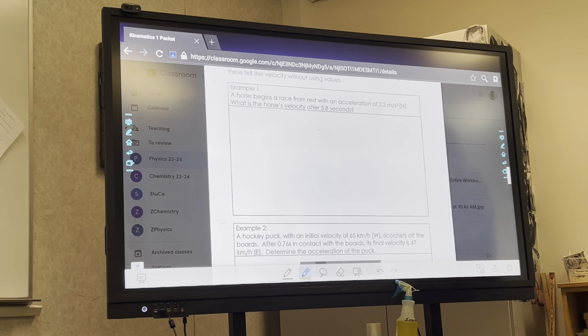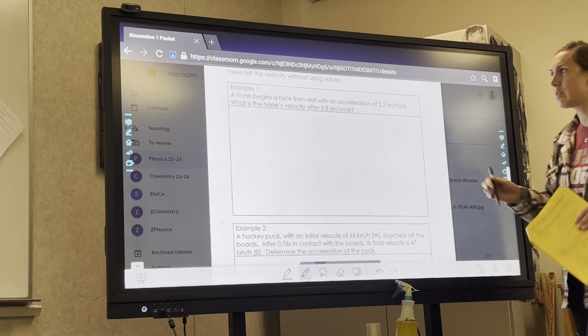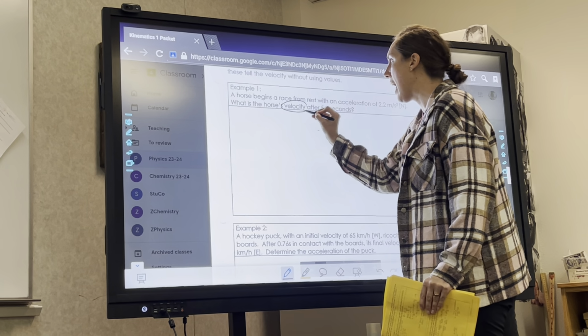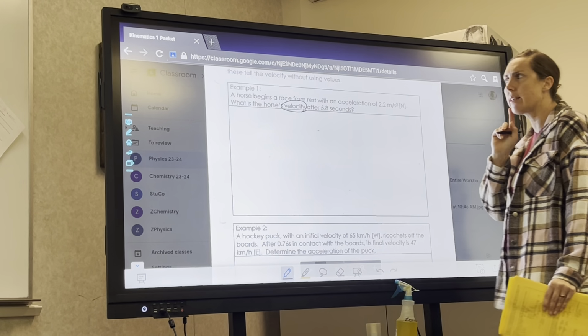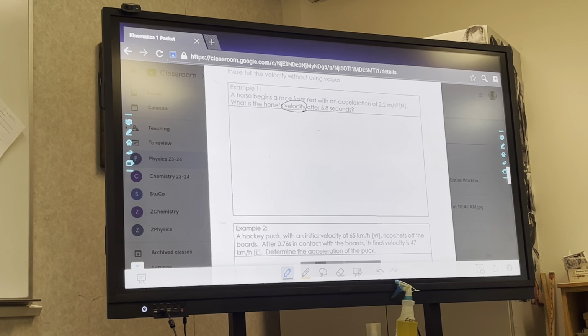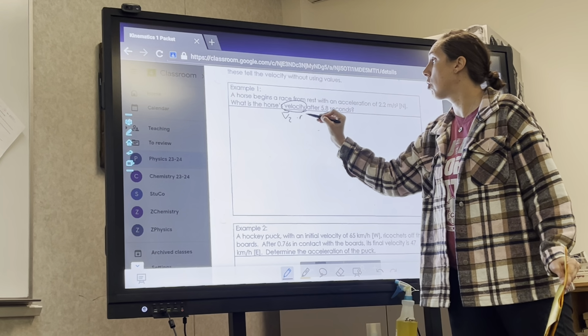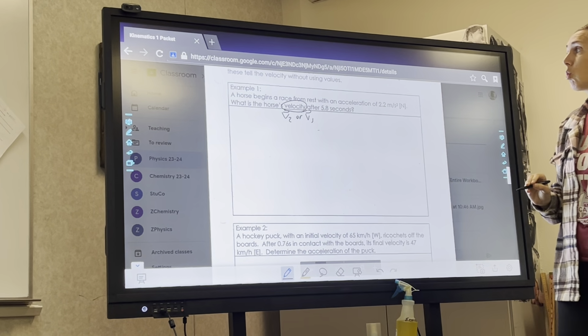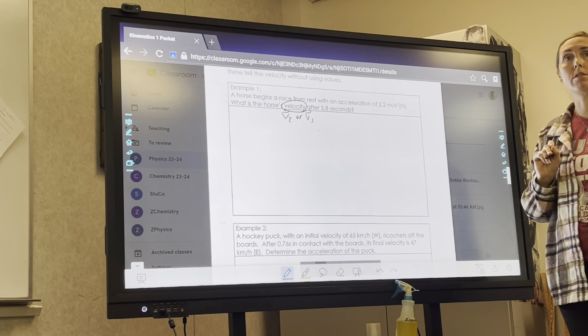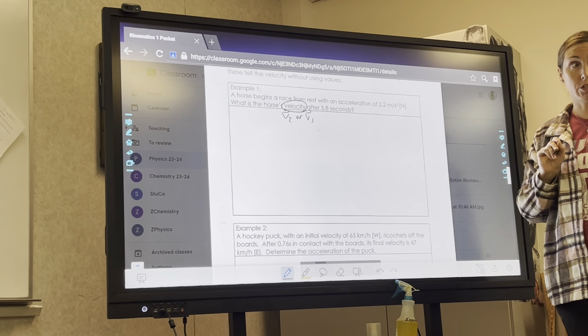A horse begins a race from rest with an acceleration of 2.2 meters per second squared north. What is the horse's velocity after 5.8 seconds? So what are they asking us for? Initial velocity or final velocity? Are they asking for V2 or V1? V2. Okay, good.